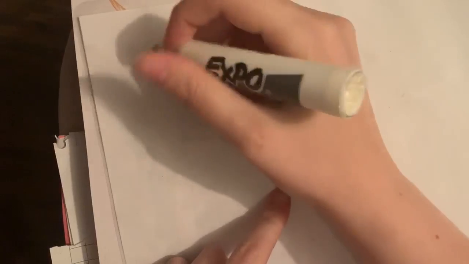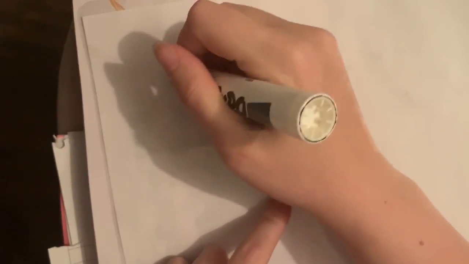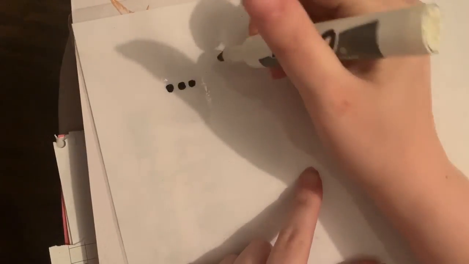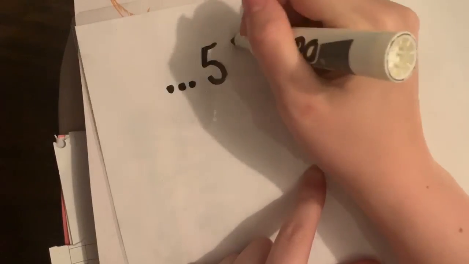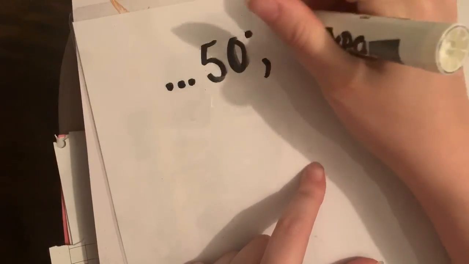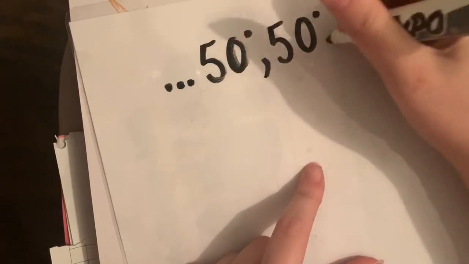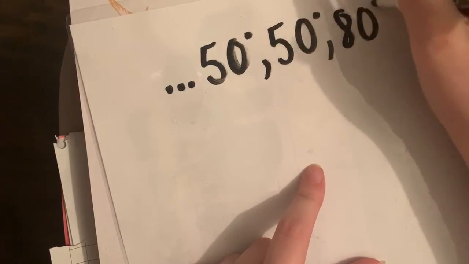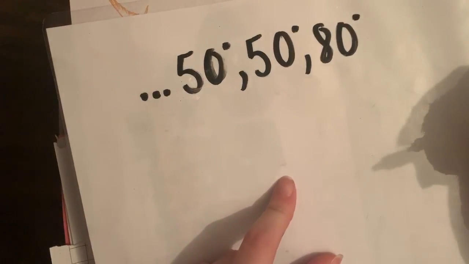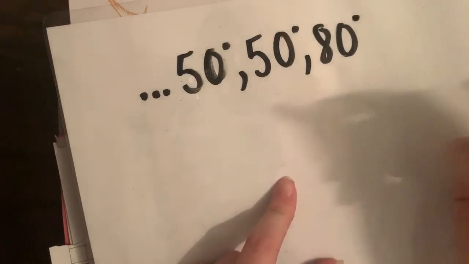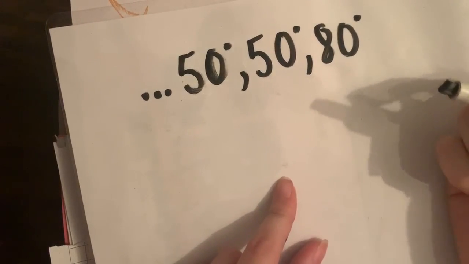Or they might say a triangle has angles of 50 degrees, another 50 degrees, and then 80 degrees. They didn't give us a picture, but they gave us numbers, and we could still classify triangles just by looking at their angle degree measures. So we have to think about what we reviewed from the beginning of the video and identify these angles.